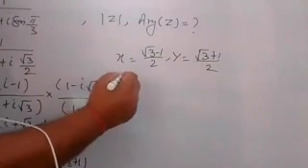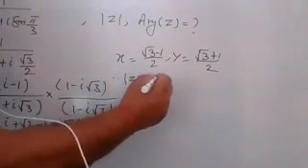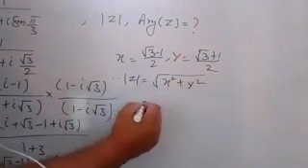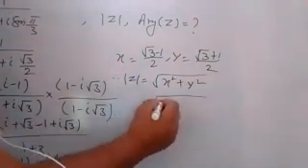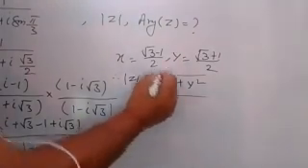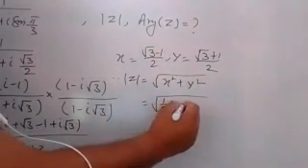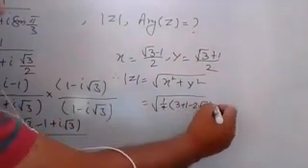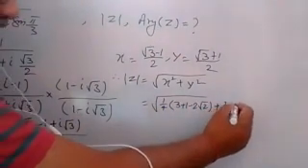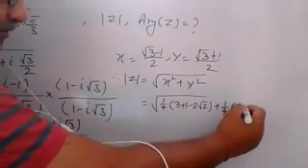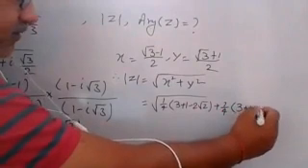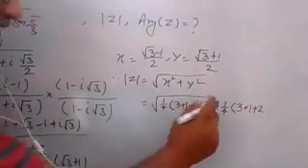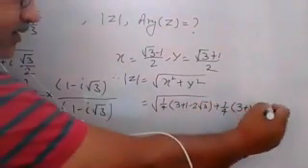So the modulus of z is equal to under root x square plus y square. Okay, now putting its value. So here you have 1 upon 4 into the square of this one, 3 plus 1 minus 2 root 3. And in the same way, here you have 1 upon 4 into 3 plus 1 plus 2 root 3. Sorry, 2 root 3 is there.